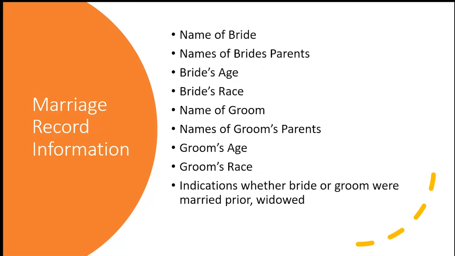Now, what kind of information was available on a marriage record? Bride's name, bride's parents, her age, her race, the name of the groom's parents, his age, his race, and indications whether the bride or groom were married prior or widowed. So again, it's really quite a bit of information.